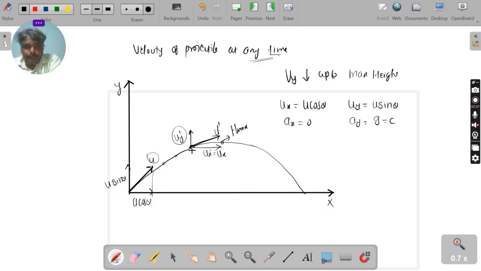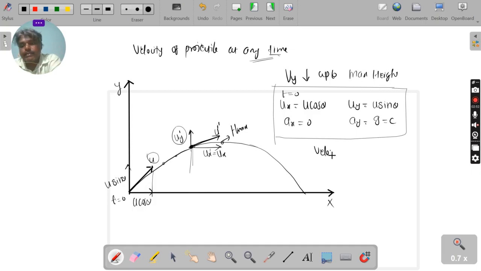Okay, while moving up, we choose the time t is equal to 0. At time t is equal to 0, this is the data. Okay, we need to find velocity at any time. Any time means we need to find the u dash. So the u dash vector is equal to u dash x i cap plus u dash y j cap.